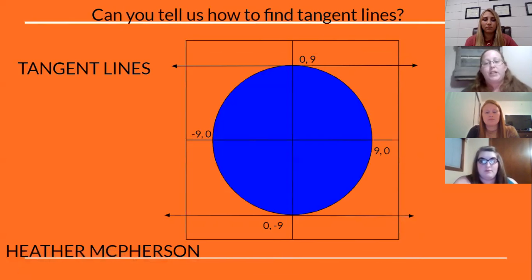A tangent line, like I said, touches at a point without crossing over. Those two lines on the top, for the 0, 9 and the 0, -9, are where your tangent lines meet. They look similar, but you have to remember that the top line with the 0, 9 has the tangent y equals 9, and the bottom one is y equals -9. So even though they are similar, they're still different.